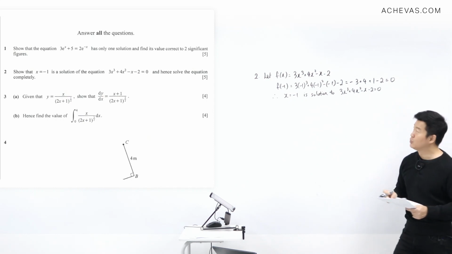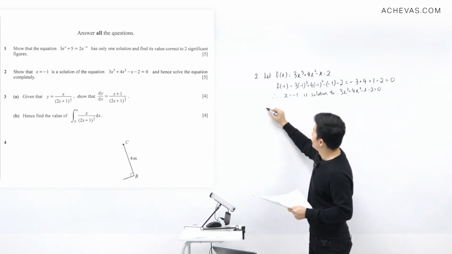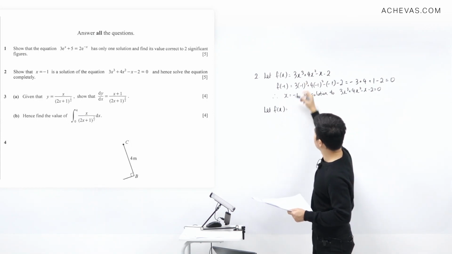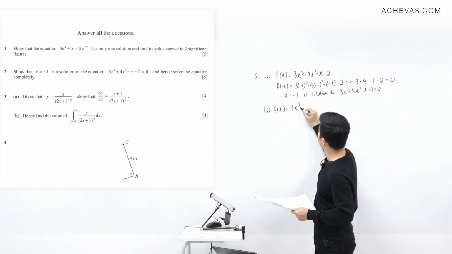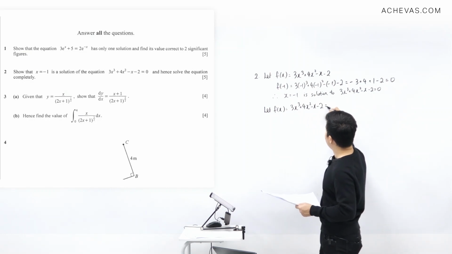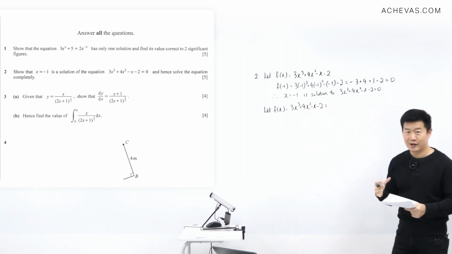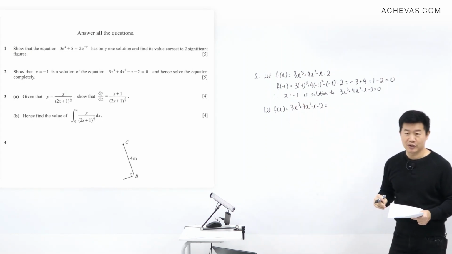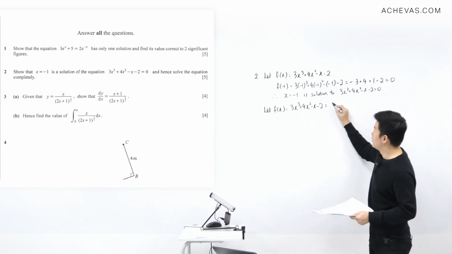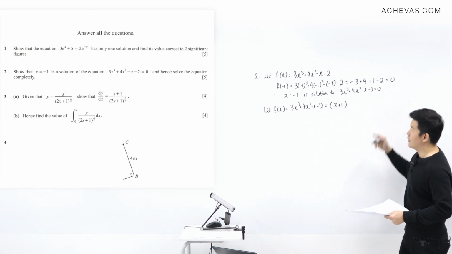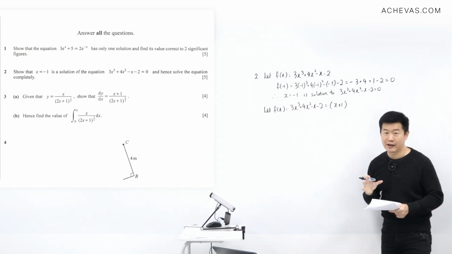So in order for me to do that, I'm going to let this f(x), which is equal to 3x to the power 3 plus 4x squared minus x minus 2, be its factorized form. And we know that x is equal to minus 1 is a solution. So by using the factor theorem, we know that x plus 1 is going to be a factor. The other factor is going to be a quadratic factor. Why?